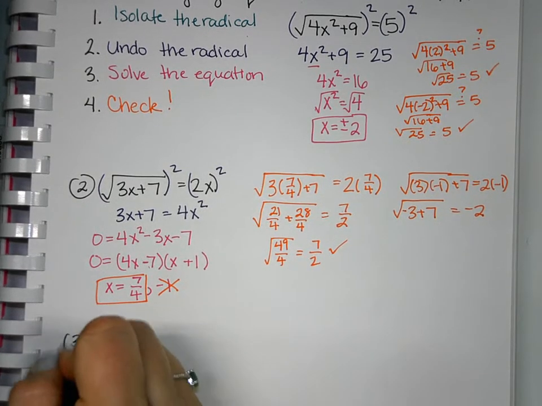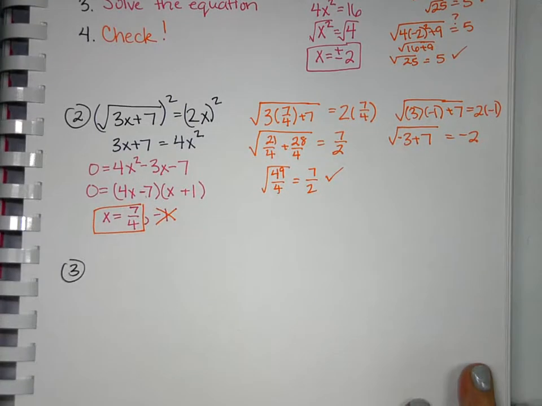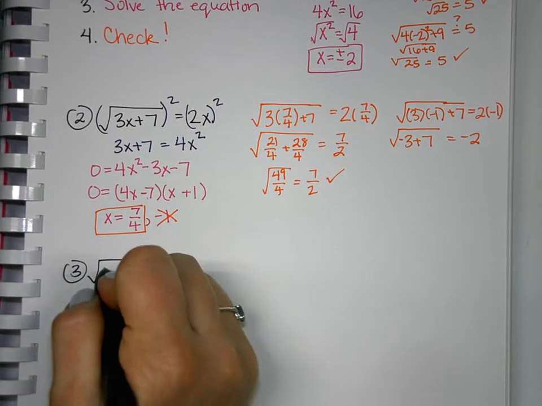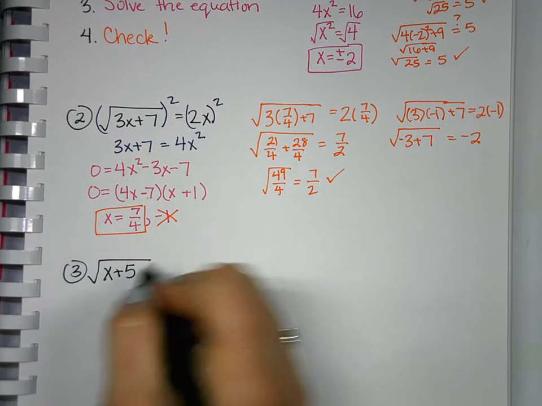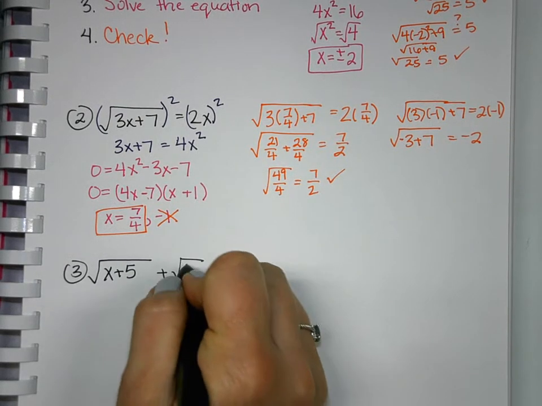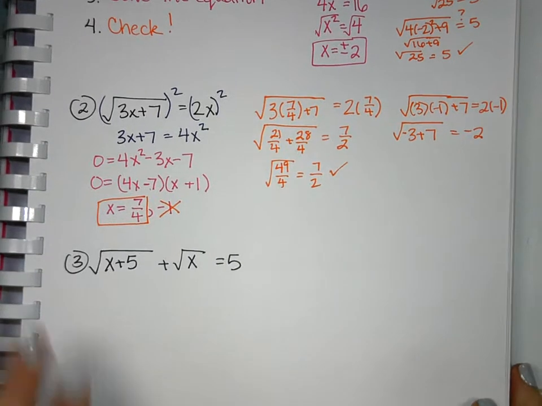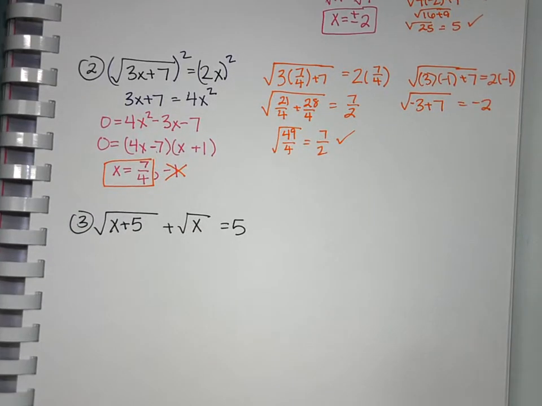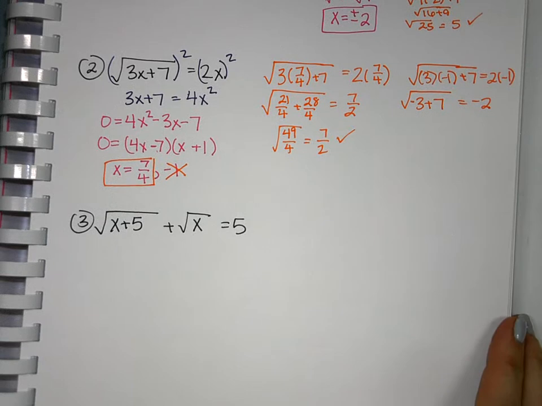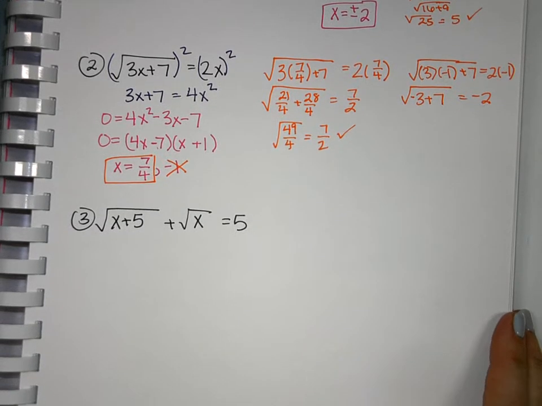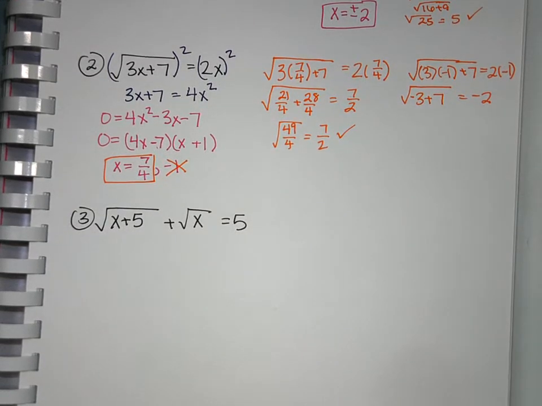Okay, our last example, square root of x plus 5 plus the square root of x equals 5. So again here, we're going to follow our same 3 steps. Okay, but this one, you might notice, well, what if you have 2 square roots or 2 radicals? How do you go about doing it? And so this actually means we're going to have to do this process twice.